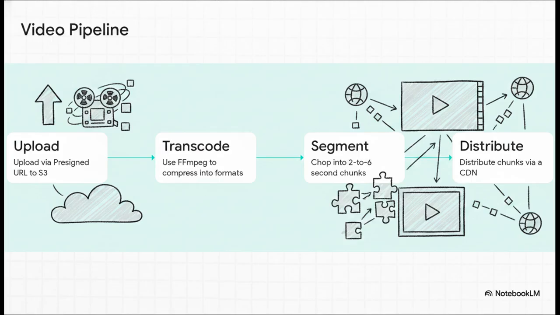Instead, step 2 is transcoding. We use an awesome open source tool called FFmpeg to compress the video into multiple resolutions, 1080p, 720p, 480p. Step 3 is the real secret sauce. FFmpeg chops those videos into tiny 2 to 6 second segments. And finally, we distribute those tiny chunks across the globe.